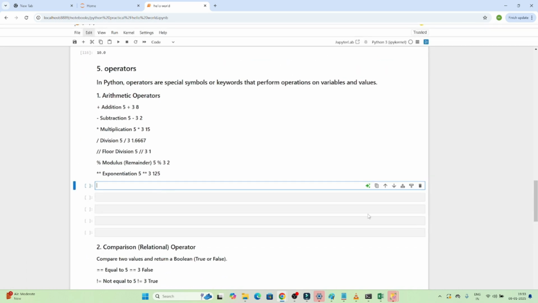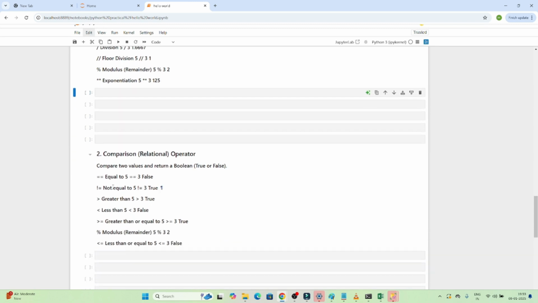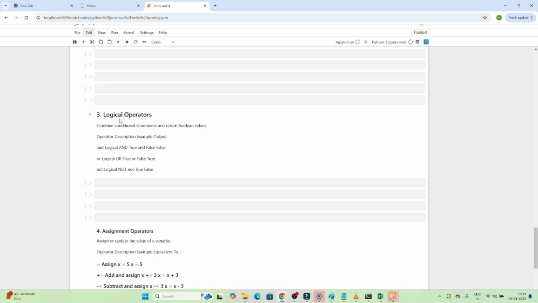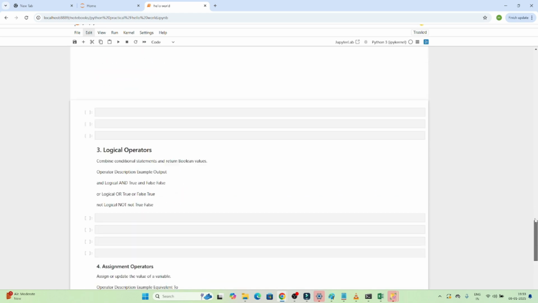Similarly, if you have to compare, like whether a is equal to b, a is not equal to b, for that also we have multiple operators, multiple symbols. Similarly, we have logical operators like and, or. Similarly, we have assignment operators. These are the things we are going to discuss.